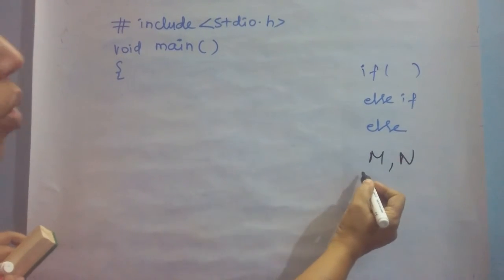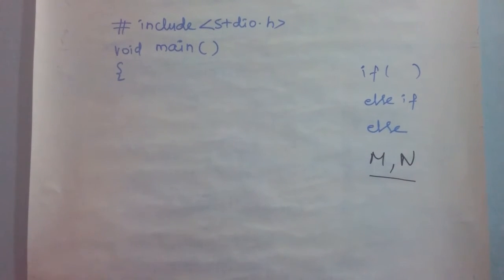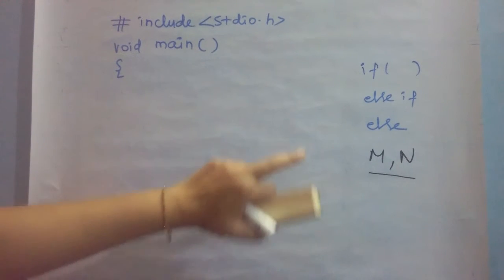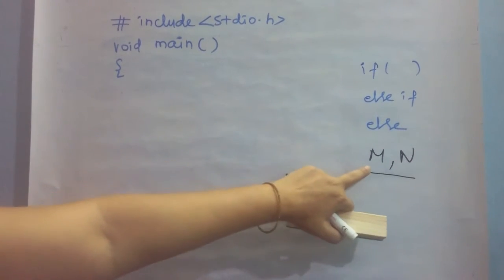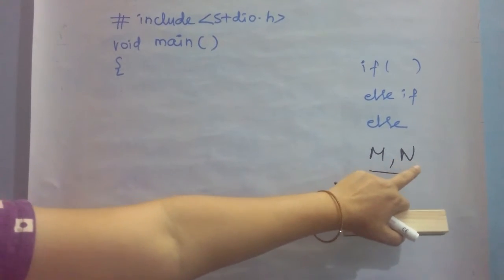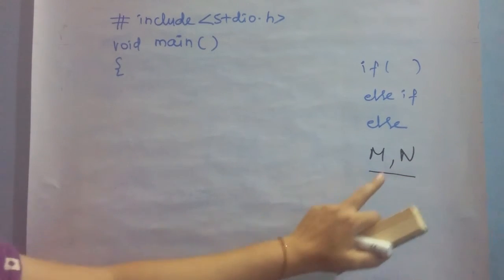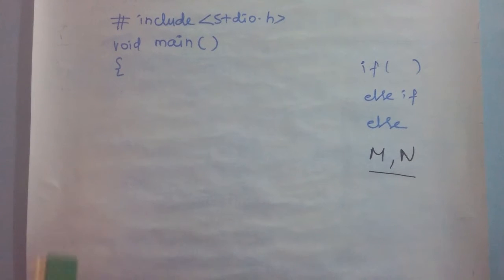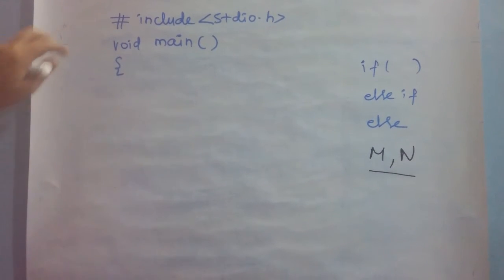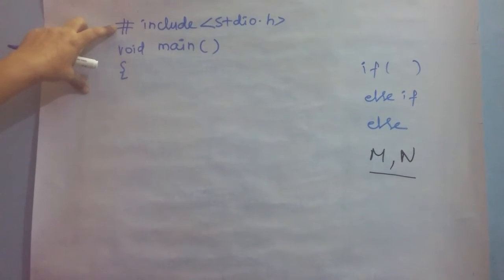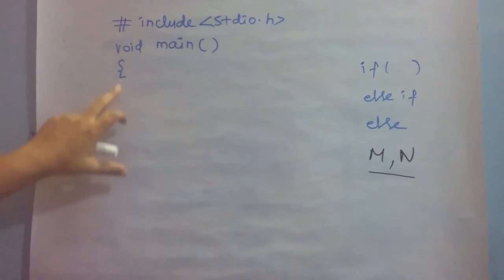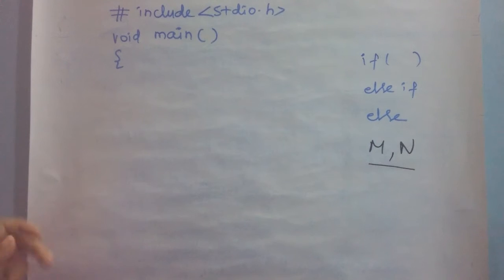Both m and n variables are integer variables. Get the value for the integer variables, and then using this, check whether m is greater or n is greater or both m and n are equal. Based on the structure of a C program, first we have included the preprocessor statement. Declaration, input, output and processing statements are included within the main function.